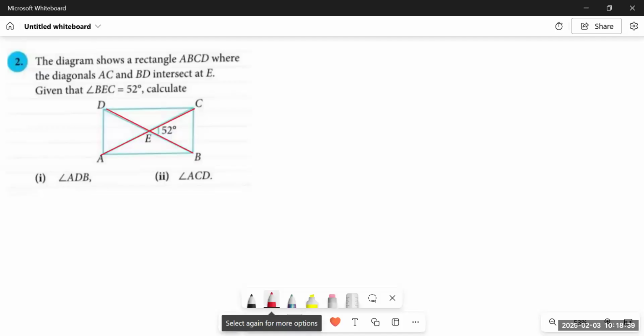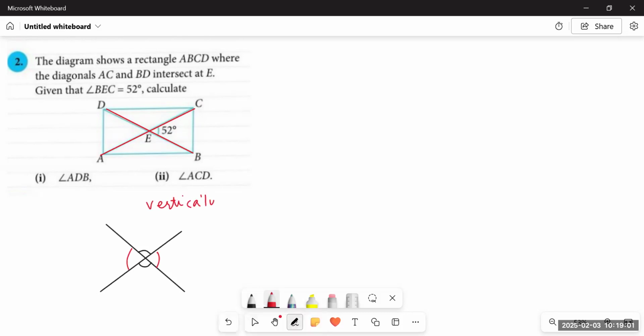The diagonal lines cut each other, so the opposite angles that are formed are called vertically opposite angles, because we know when two straight lines meet at a point, the two opposite angles formed are equal to each other. And vertically opposite angles are always equal to each other, right? This is one of the properties that we will incorporate over here. So if this angle is 52 degrees, this would also be 52 degrees, right?